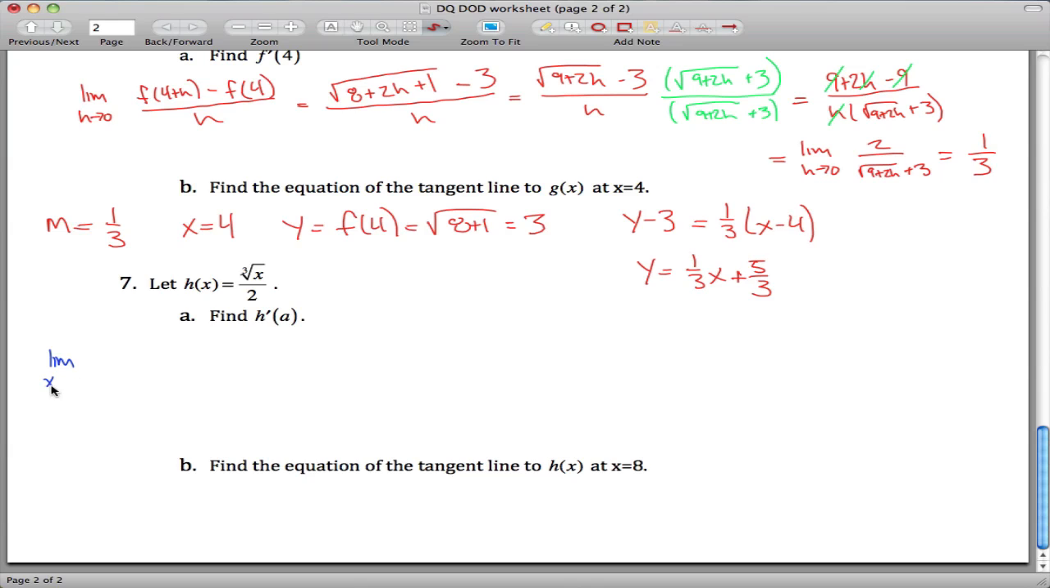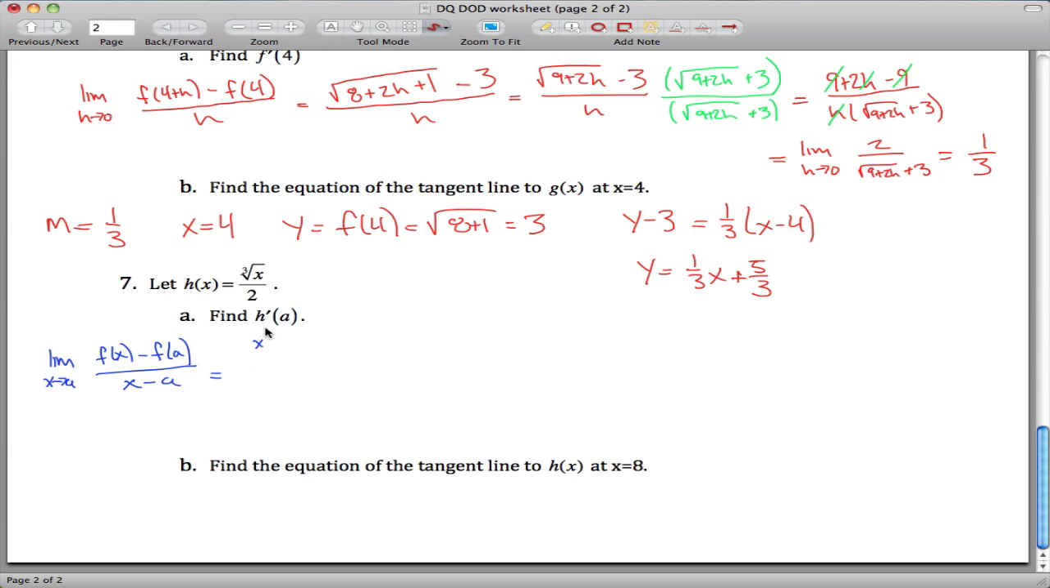So the limit as x approaches a of, I'm just going to call this f of x for the sake of my formula. I don't like having h's floating around in two different places. F of x minus f of a divided by x minus a. Okay, f of x, really h of x in this case, is x to the 1/3 power. Let's try that again.